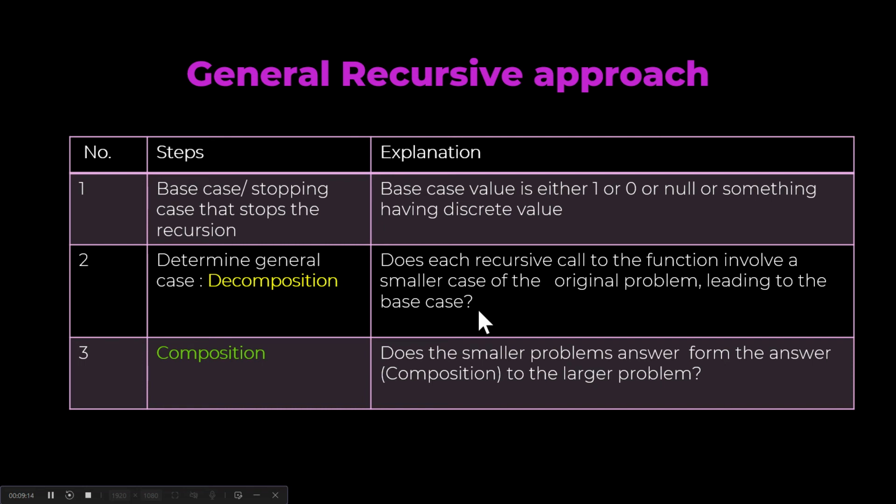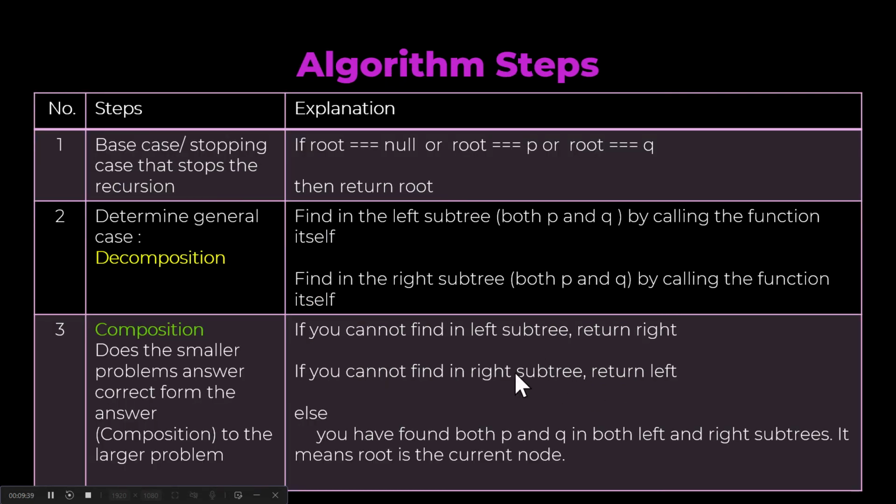So in the recursive approach, we are calling the function itself. Does that smaller call need to lead to the base case? Step 3, composition. Does the smaller problem's answer form the answer to the larger problem correctly? So these are the 3 steps. Based on that, let's go through this algorithm for this particular problem, binary search tree.